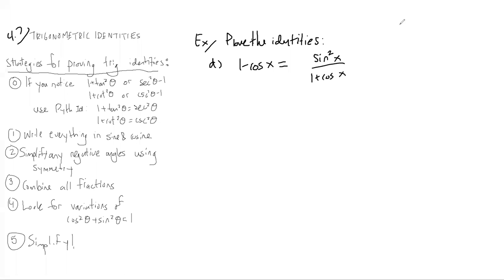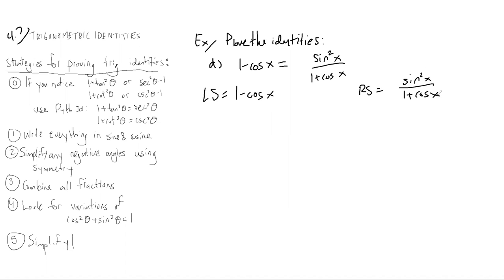All right, and so one last one, we're going to do D here. We're going to show that 1 minus cos x equals 1 plus sine squared x over 1 plus cos x. So I'll get my left side and my right side. I definitely don't see any of case 0 there. Everything is already in sine and cosine. There's no negative angles. There's no fractions to combine.